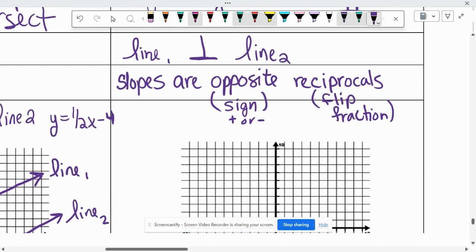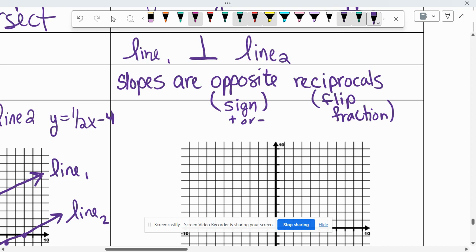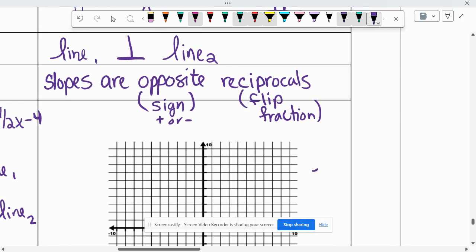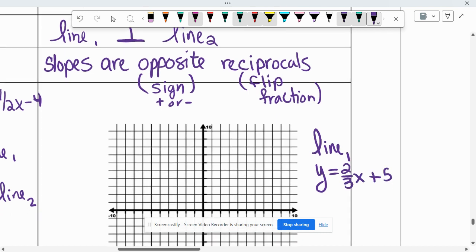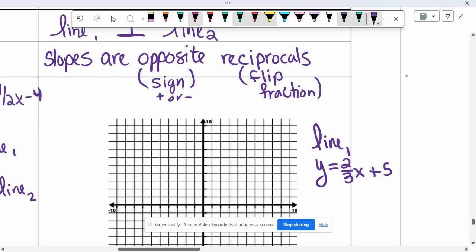So I said that line 1 is the equation y equals 2/3 x plus 5. So I'm going to graph that. I'm going to begin at positive 5 on my y-axis. I'm going to go up 2 over 3, up 2 over 3.